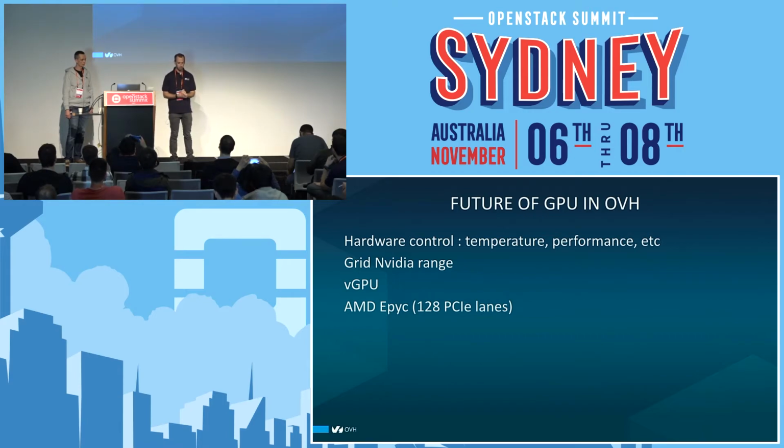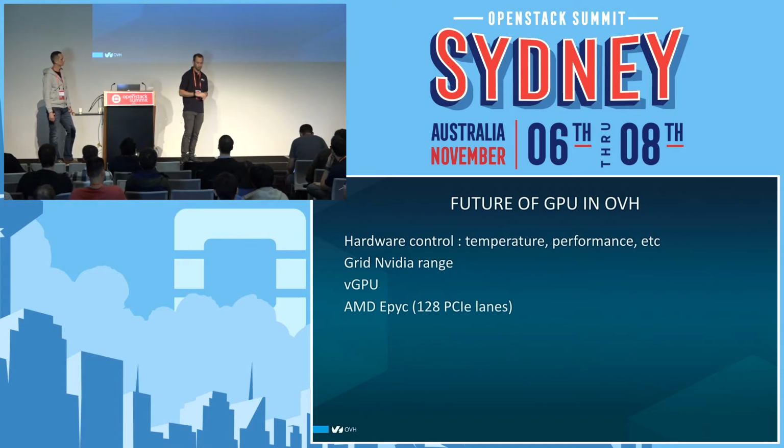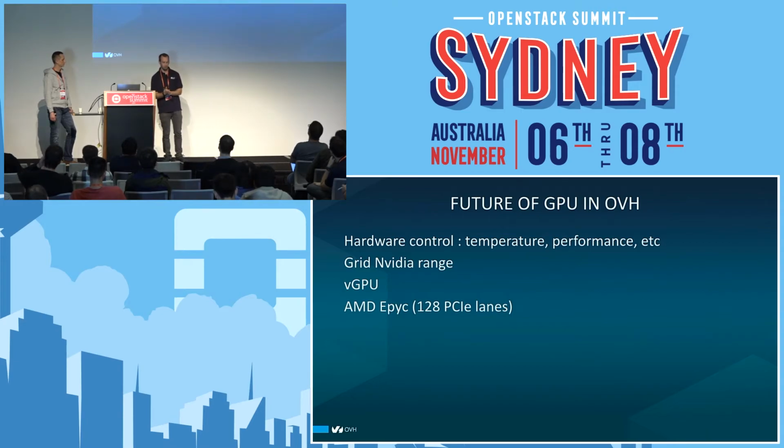So now what we are working on is, as we said, the grid range. With the vGPU, we are also checking the AMD EPYC. I discussed PCI Express lanes. On this specific processor, you have far more PCI Express lanes, so you can put more GPUs at 16x.